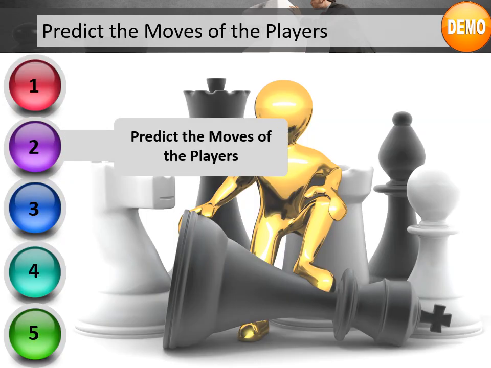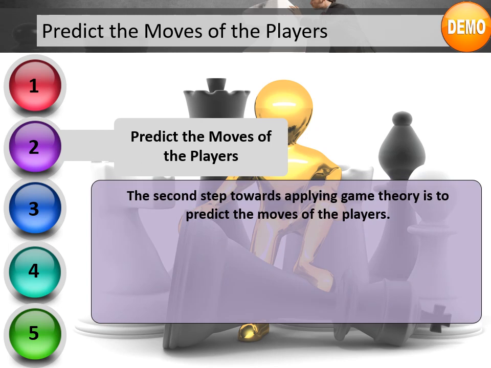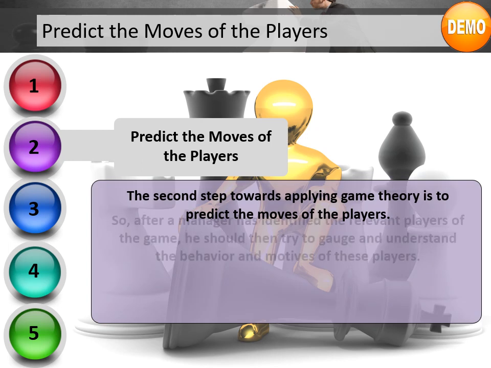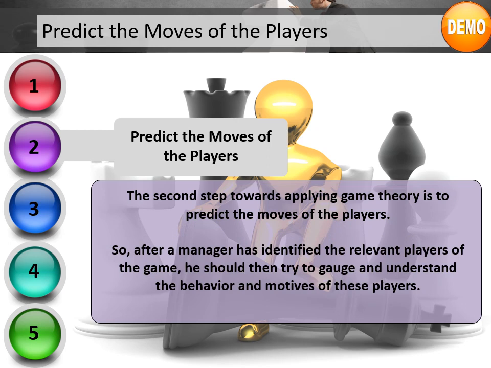Step 2. Predict the moves of the players. The second step towards applying game theory is to predict the moves of the players. So, after a manager has identified the relevant players of the game, they should then try to gauge and understand the behavior and motives of these players.